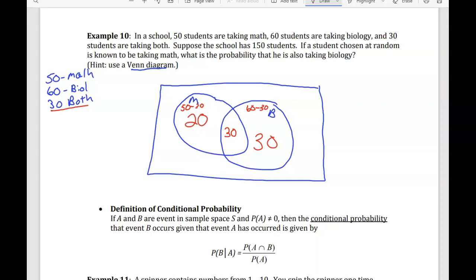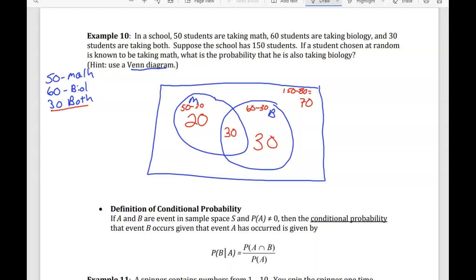Suppose the school has 150 students. So we have 150 students. We have 20 students taking math only, 30 students taking both, and 30 students taking biology only. So that's 30, 60, 80 students taking one of these classes. So we do 150 minus 80. So that is 70 students taking classes that are not biology or math. Okay?